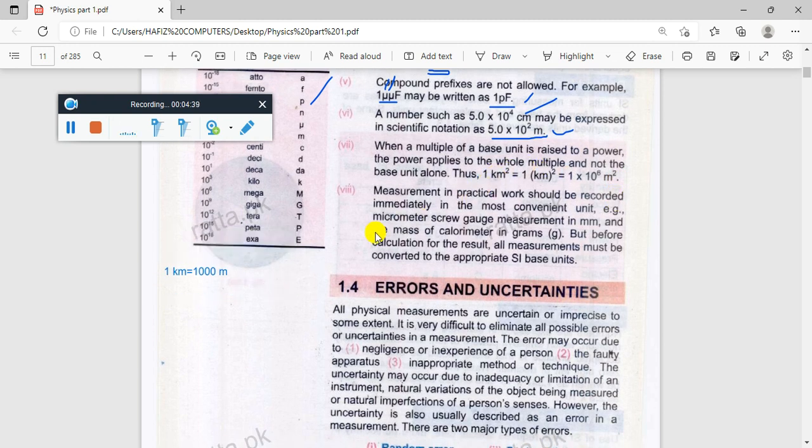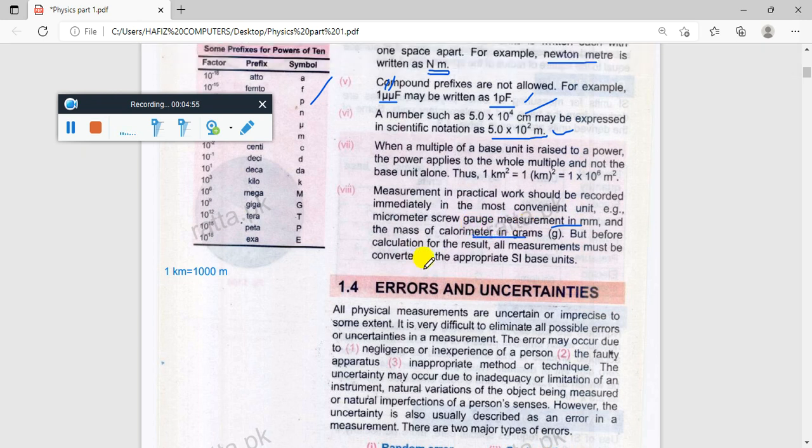Next one is that measurements in practical work should be recorded immediately in the most convenient unit. For example, micrometer screw gauge in millimeter, and mass in calorimeter in gram. These are the standard units for these instruments, but before calculation of the result they should be converted to appropriate SI base units.